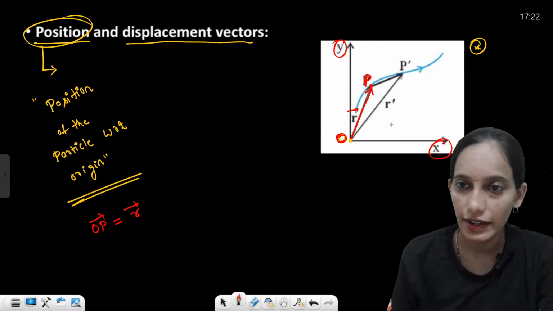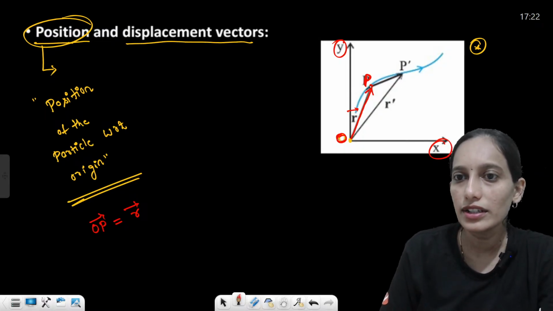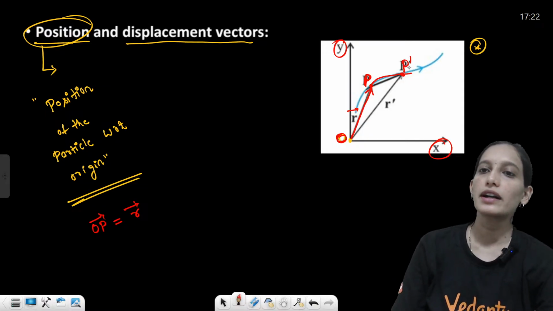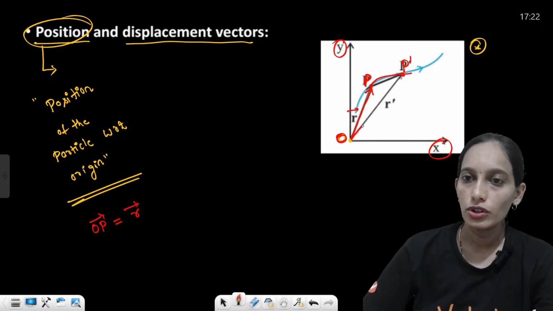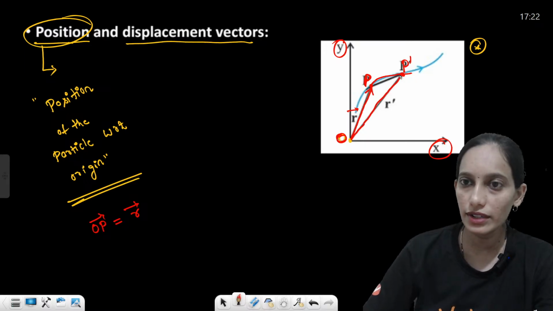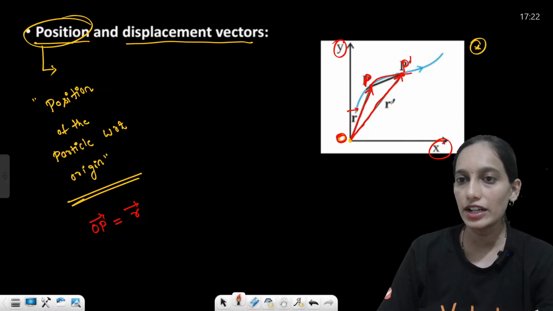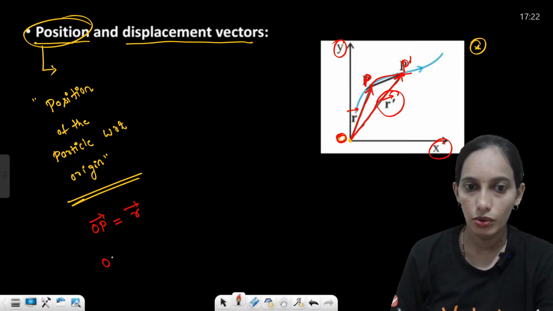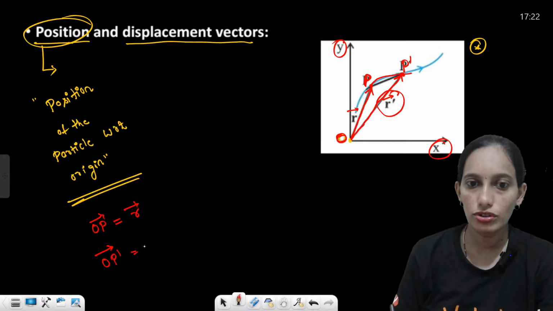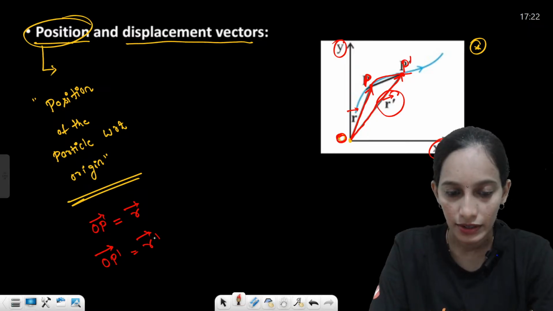Next, after some time let us imagine the particle is under motion and it has reached this point P dash. So after some time the particle has reached P dash. Now if you want the position vector, again from origin to the given point I should draw a line, and the arrow should be from origin to P dash. So this is our R dash, the new position vector. We can write it as OP dash, so this is also nothing but R dash vector. So these are all the position vectors.